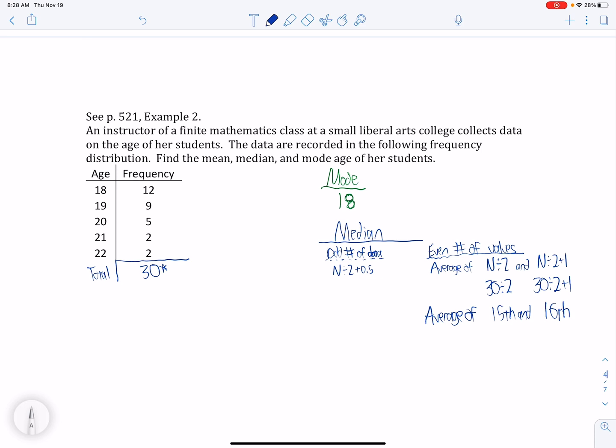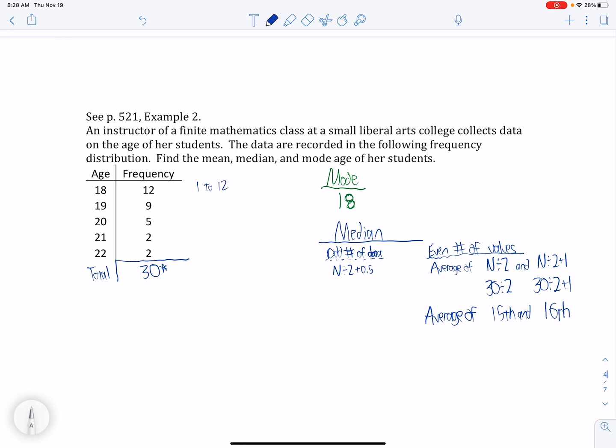So let's take a look at this up here. Okay. Our first 12 data values are 18. Basically, when it says 18 has a frequency of 12, that means you would start with 18, 18, 18, and so on, twelve times. The first 12 data values are 18.